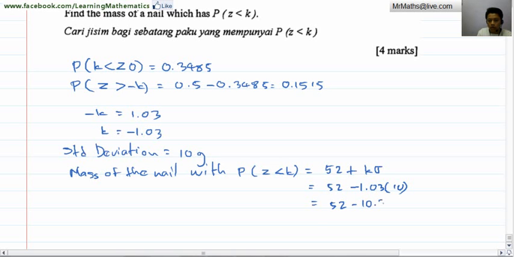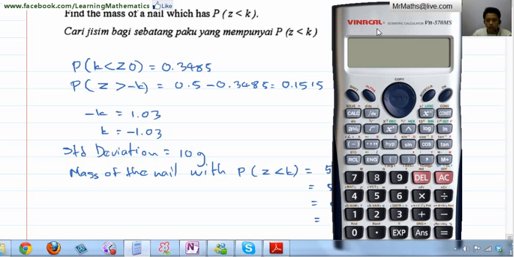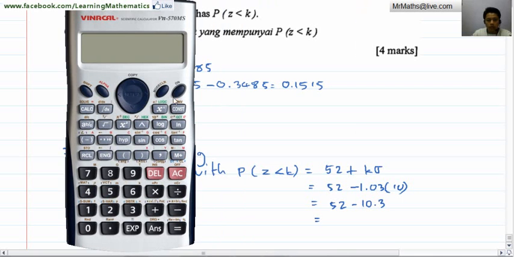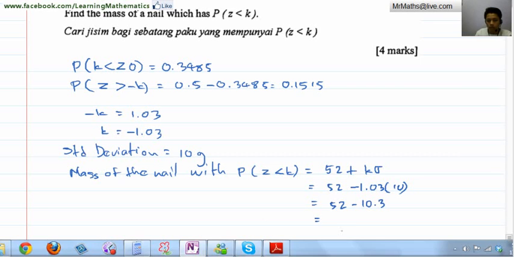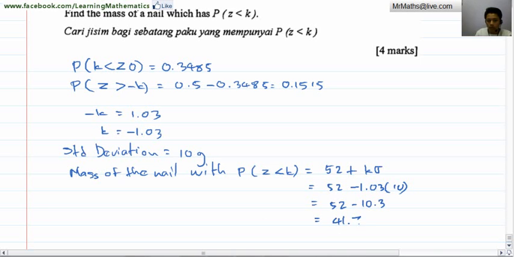So the answer is, use a calculator if you are afraid to make any mistake. 52 minus 10.3 is 41.7. Okay, that is the weight of the nail. So you get the result, you get the answer that carries 4 marks.